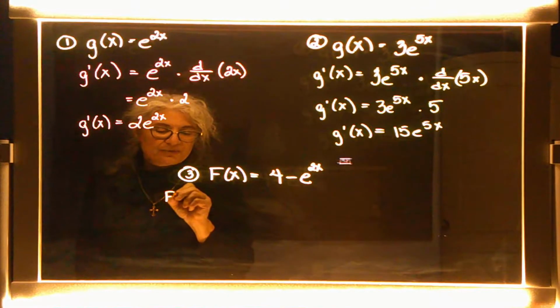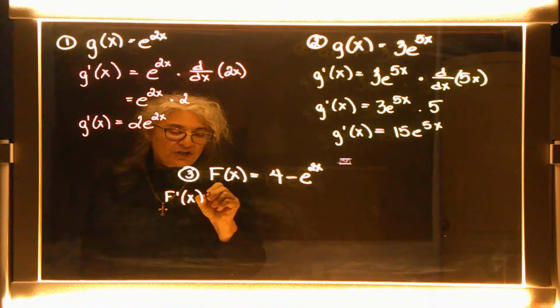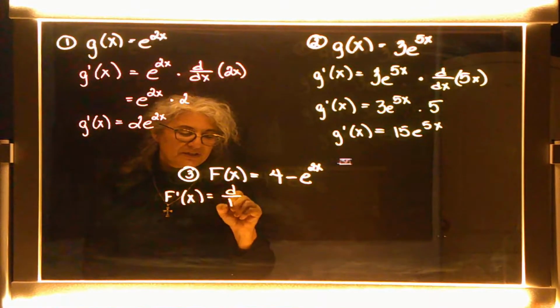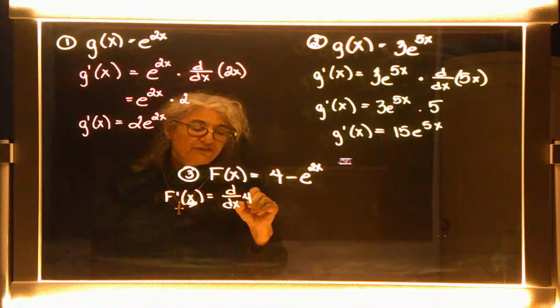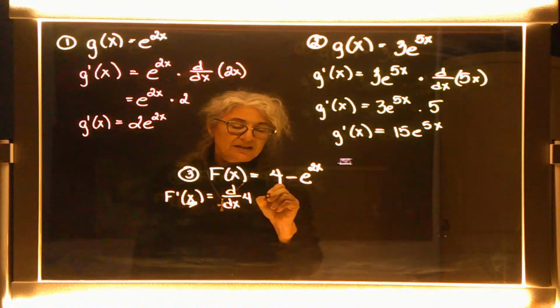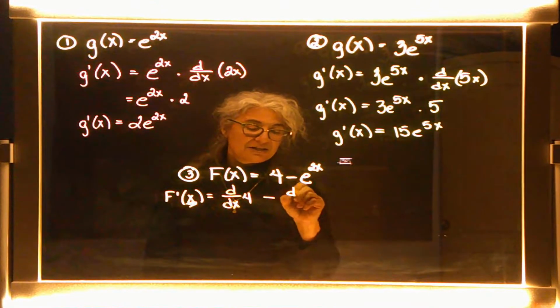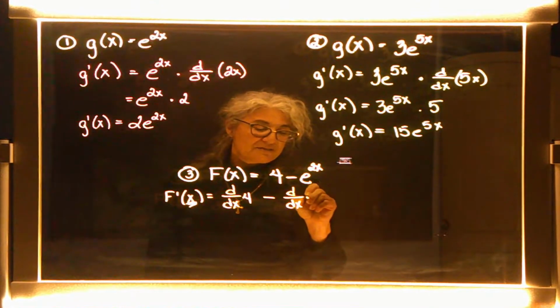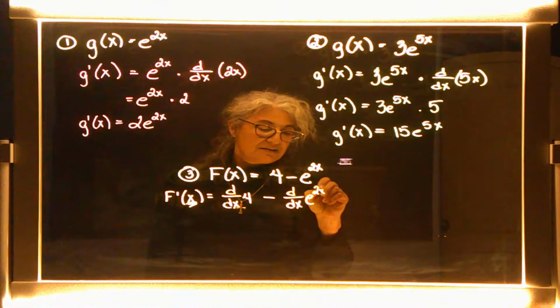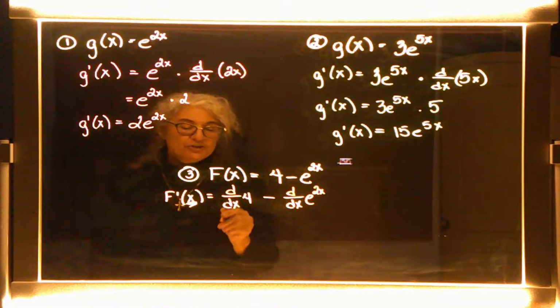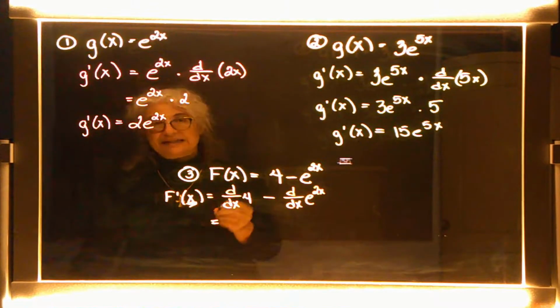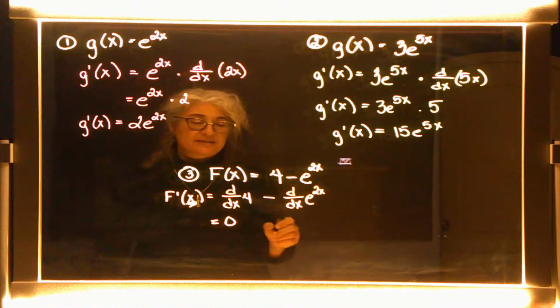So to take the derivative of this function, you're going to take the derivative with respect to x, because that's the variable here, of the 4, right? And then minus the derivative with respect to x of e to the 2x. Agreed? Okay. So what's the derivative of 4? Yeah, just 0. The derivative of a constant is just 0.